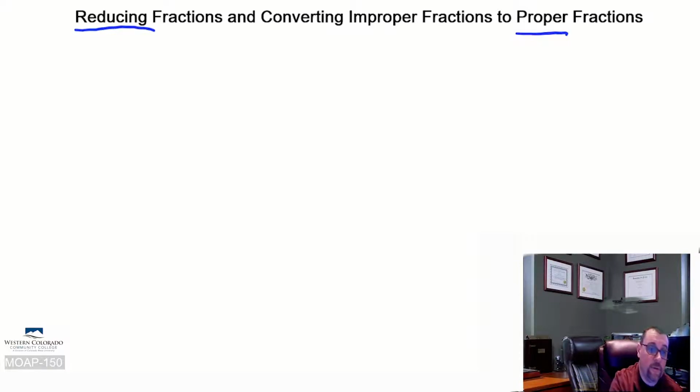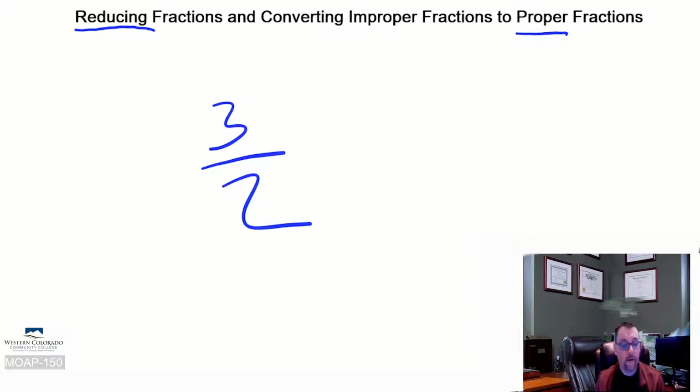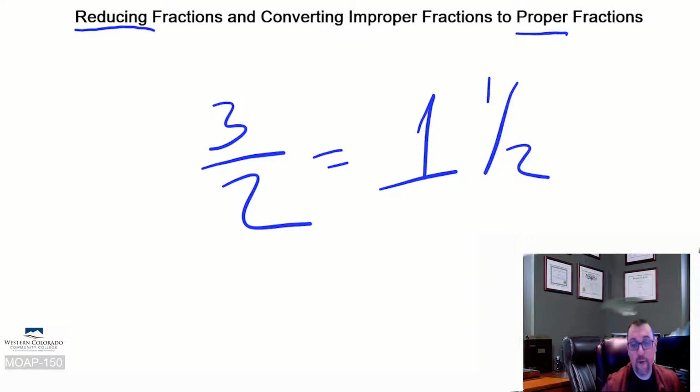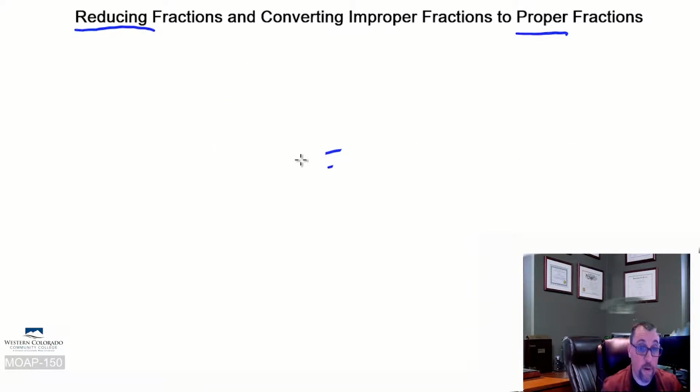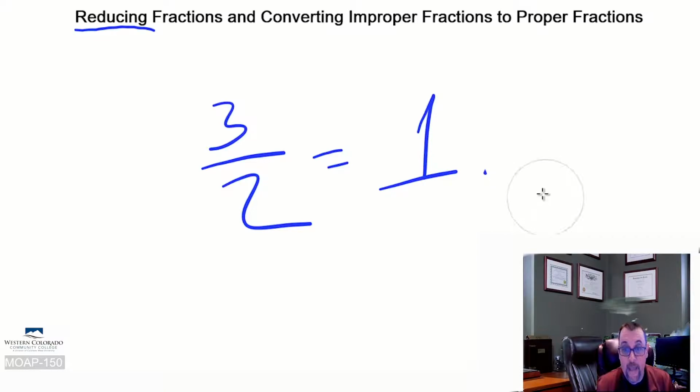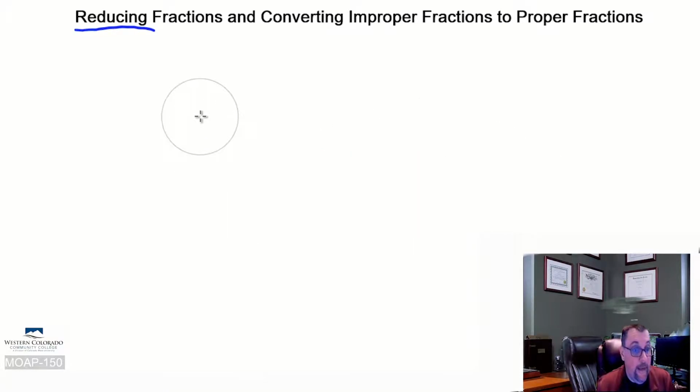We can't leave an answer of like 3 over 2 because that is essentially saying we have 3 halves of a pie. And you wouldn't say you have 3 halves of a pie. You would say that you have 1½ pies. So improper fractions have to be made proper before they are rendered into the final answer. And they have to be reduced as well. In many cases, you actually have to do both.